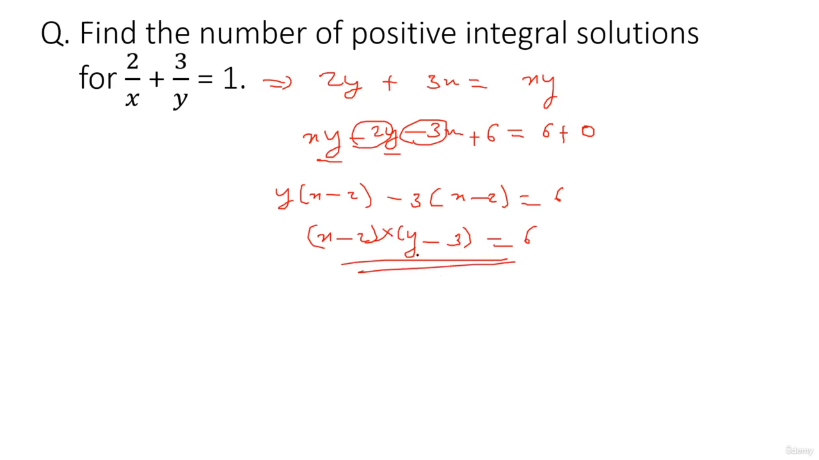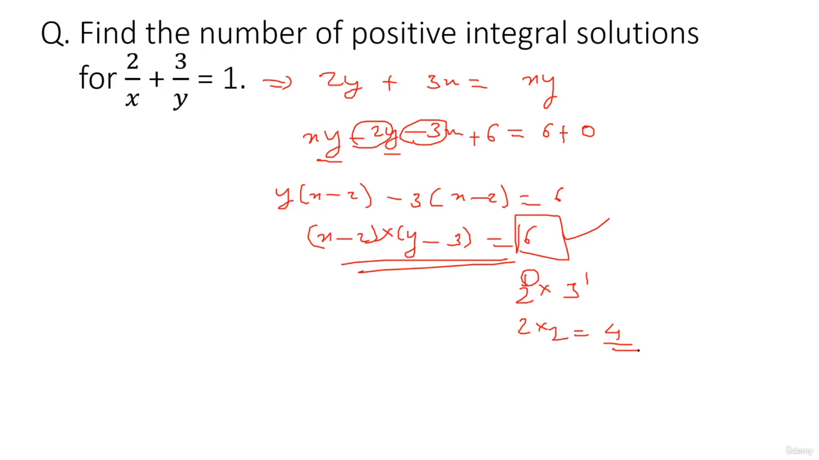Now how many solutions will this have? As many as the number of factors of 6, right? How many factors does 6 have? 2 raised to 1 into 3 raised to 1, so 1 plus 1 is 2, 1 plus 1 is 2, 2 twos are 4. So we will have 4 solutions. I hope you've understood this. If not, you can revisit this entire part once again, and I'm sure it will be very much clear in your mind.